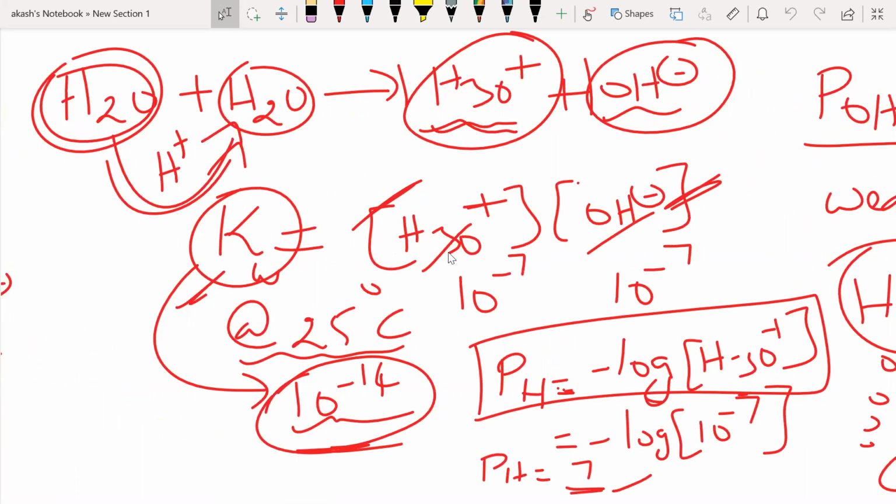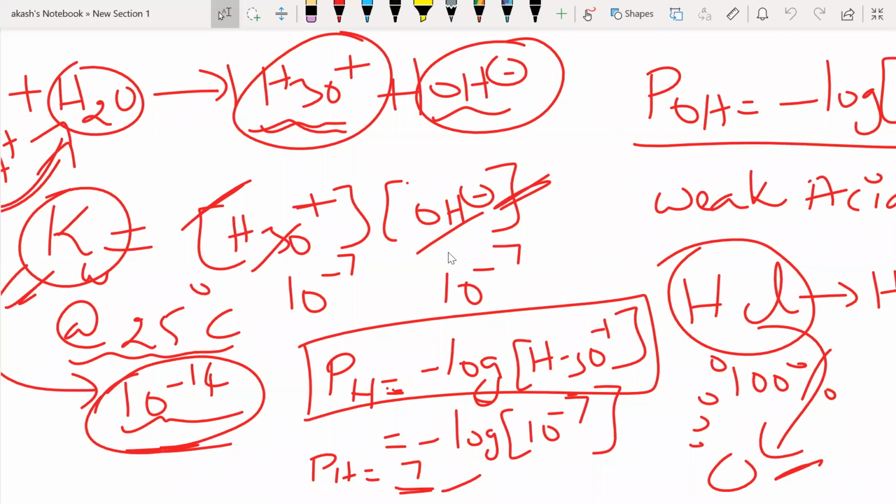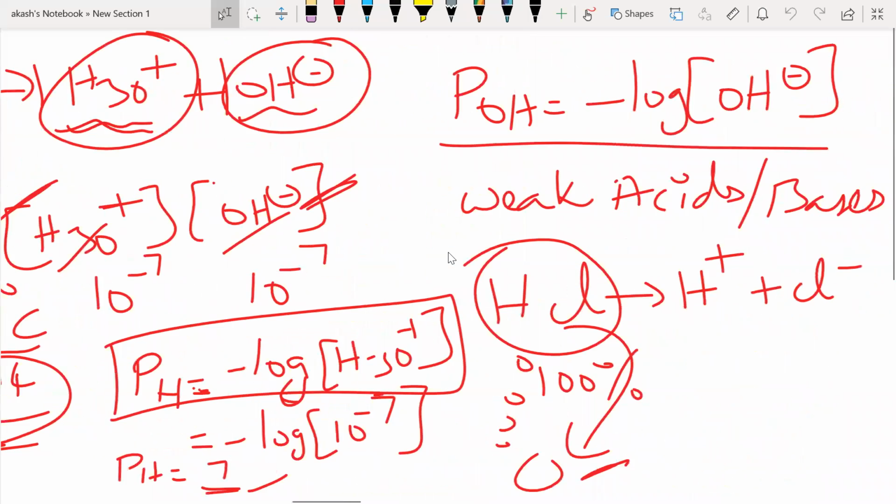Here you have two molecules of H2O, one acting as the H plus acceptor and the other as the donor, and then you form all these reactions. We saw the Kw value; you have to remember it. I told you at 25 degrees Celsius it is 10 to the minus 14. From here we get the pH of water, which is 7. And we have one more formula, pOH, right?